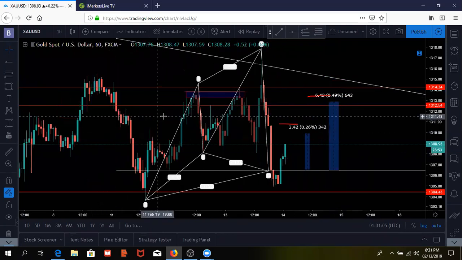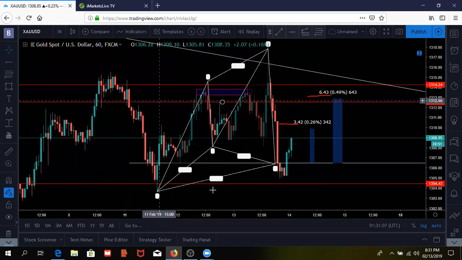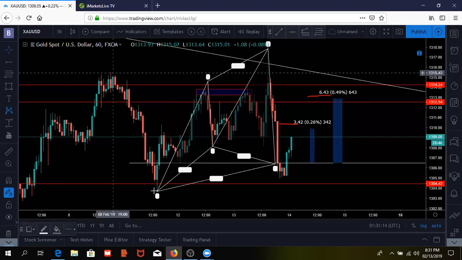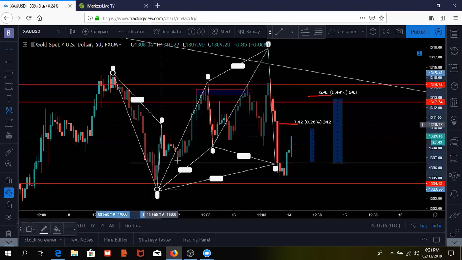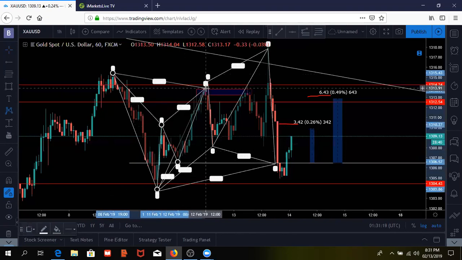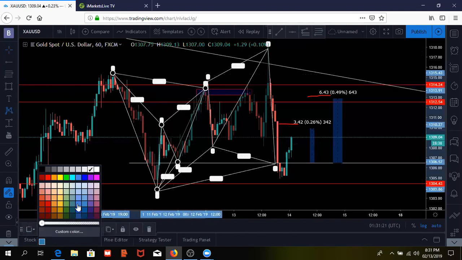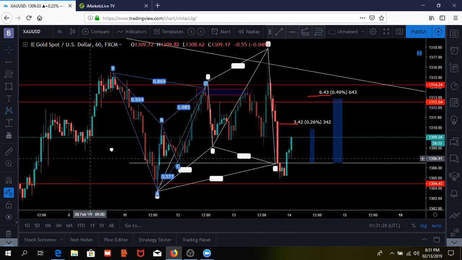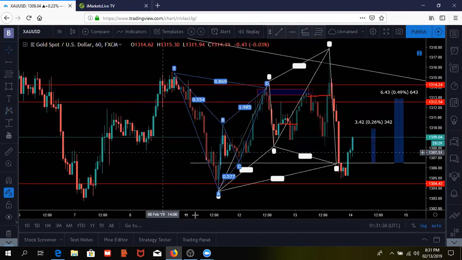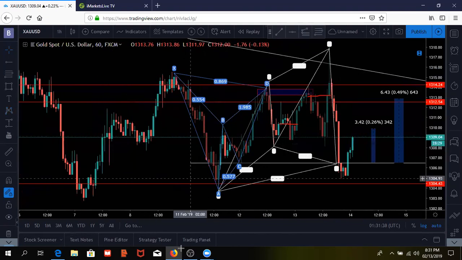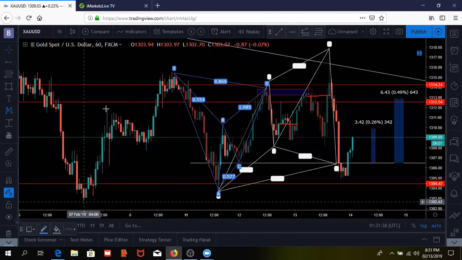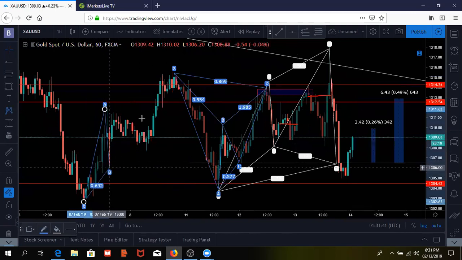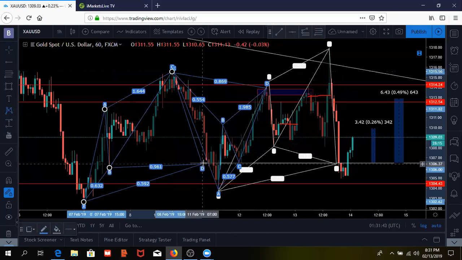So yeah, this thing moved nice on gold. I was able to catch some good moves off of this. Even this X, A, B, C, this is a bat pattern. Let me change this color to blue. Bat pattern, cipher pattern. This right here is another cipher pattern. Like, I was really in sync with gold. X to A to B, B to C, C to D.